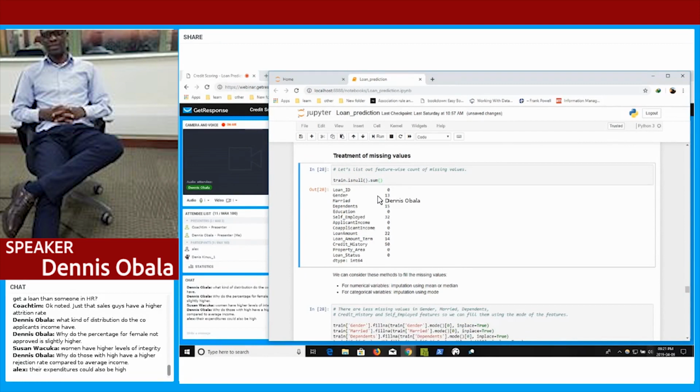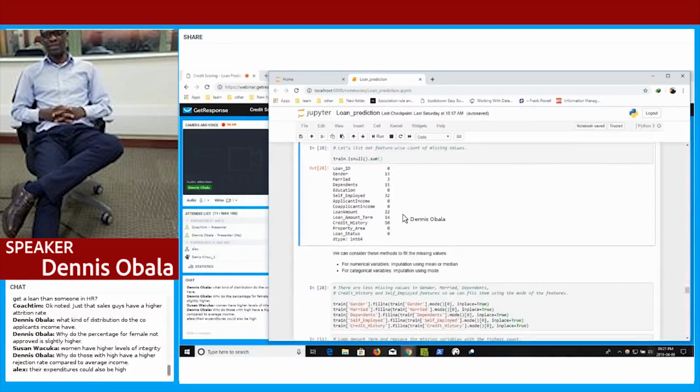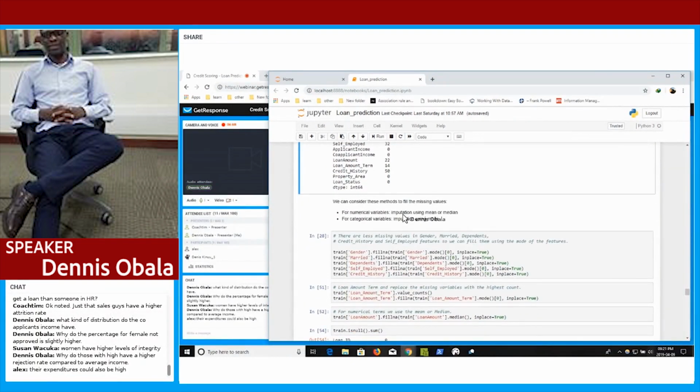So we look at the missing values, whether it's the loan ID, we don't expect that one to be missing. We see here gender, the number of dependents is missing 15, education is not missing anything, self-employed is missing 32, applicant's income missing nothing, co-applicant's income missing nothing, loan amount missing 22.